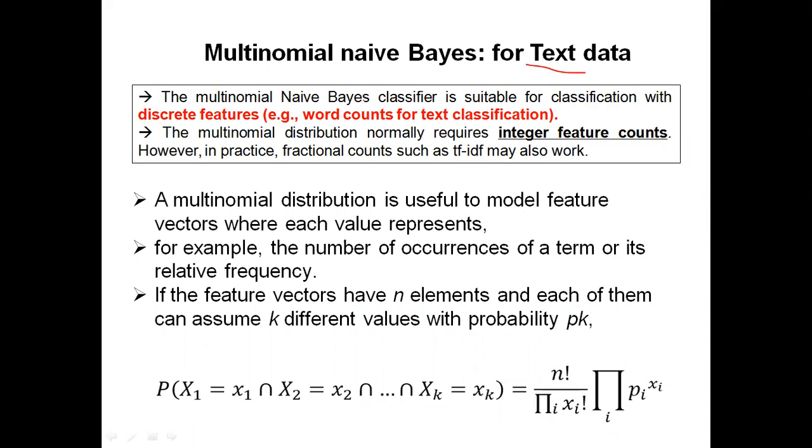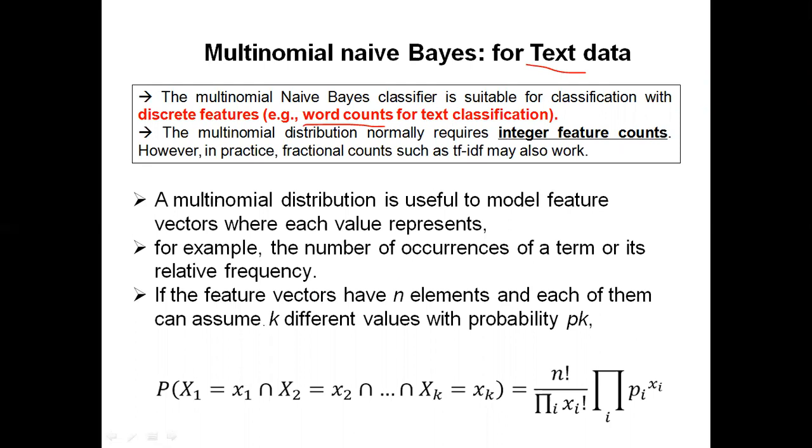The multinomial Naive Bayes classifier is suitable for classification with discrete features. Here, like other techniques, we need to consider the word counts for the text classifier. We will discuss with an example how the multinomial Naive Bayes classifier works.